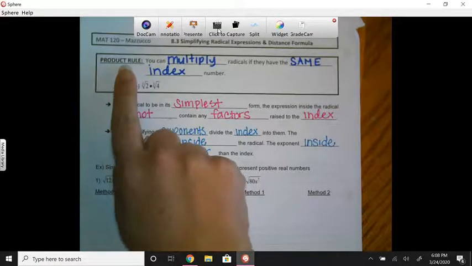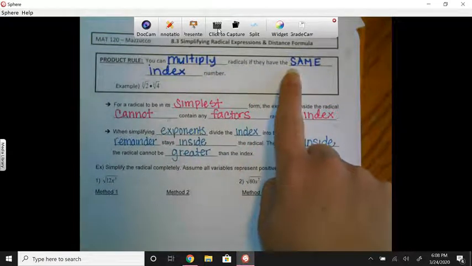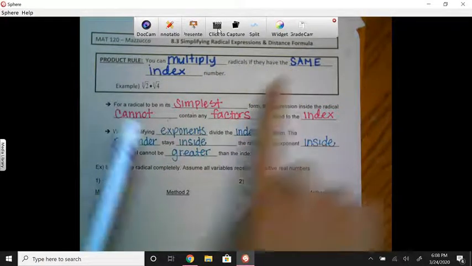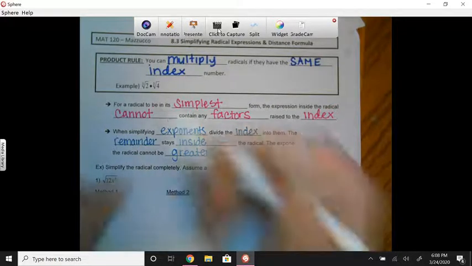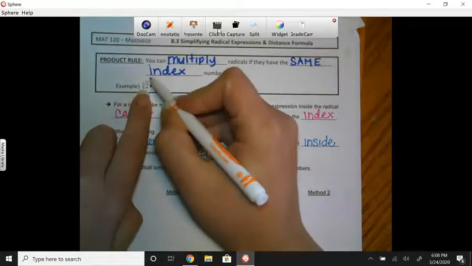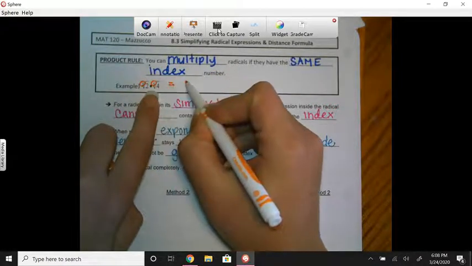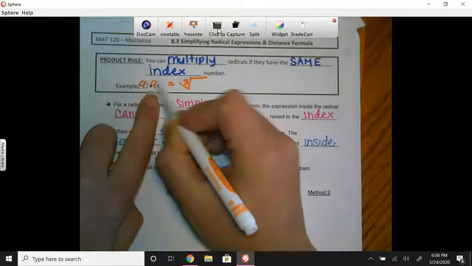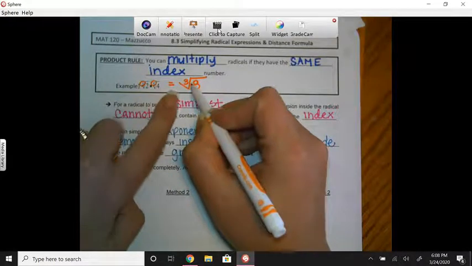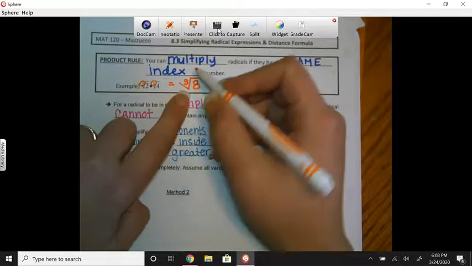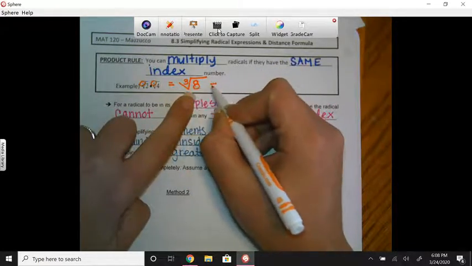So the product rule says you can multiply radicals as long as they have the same index. So the numbers inside the radical do not need to match. Just the index number has to be the same. And when they are, then you can multiply the 2 times the 4 and get 8. And then if it's possible to simplify or evaluate, this is saying what times itself 3 times is 8, and it would be 2.